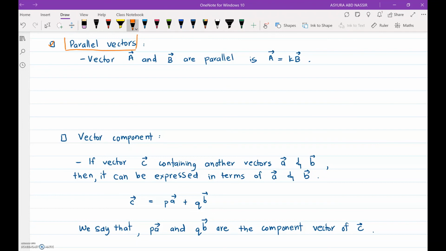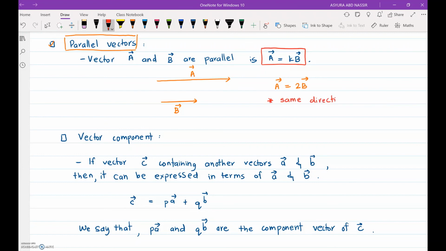Next we have parallel vectors. Let's say here we have two vectors A and B. This is your vector A, and this is your vector B. In this case, since B is half of A, or since A is 2 times B, we can write A equals 2B. Meaning here, we say that vector A and vector B are parallel, because we can write in the form A equals kB. So the condition is that they have the same direction.